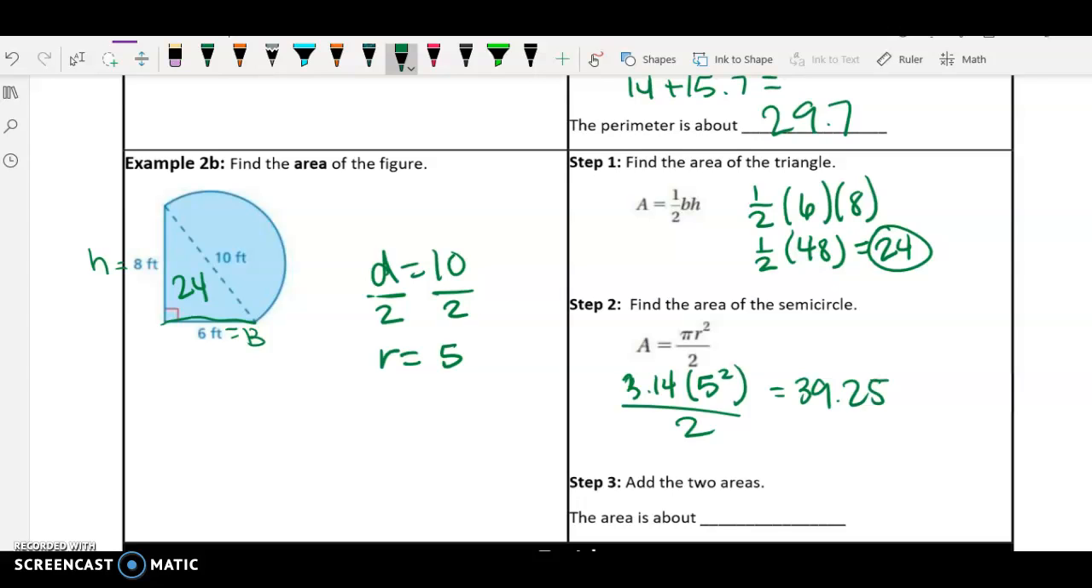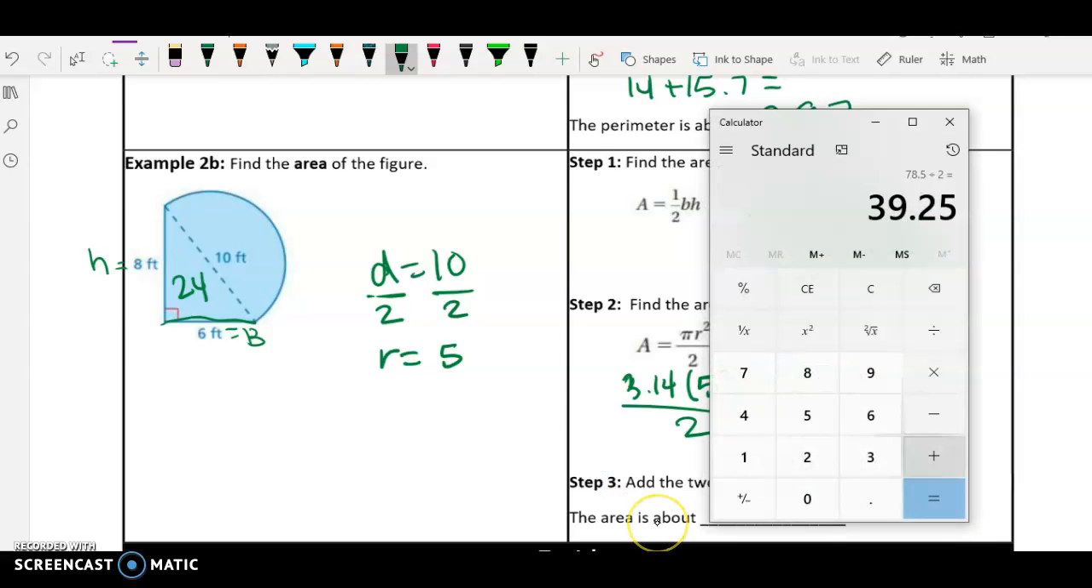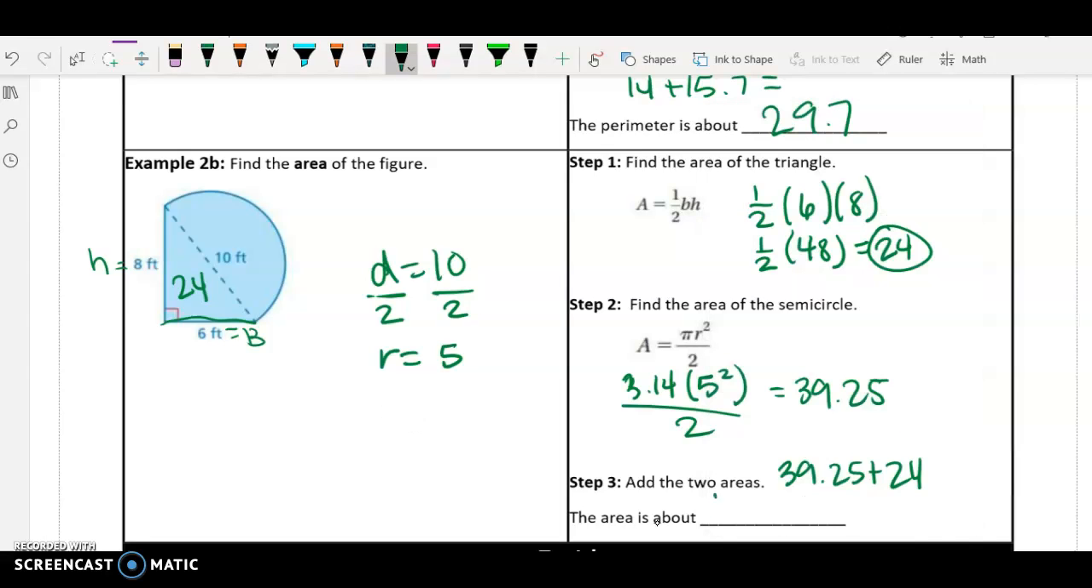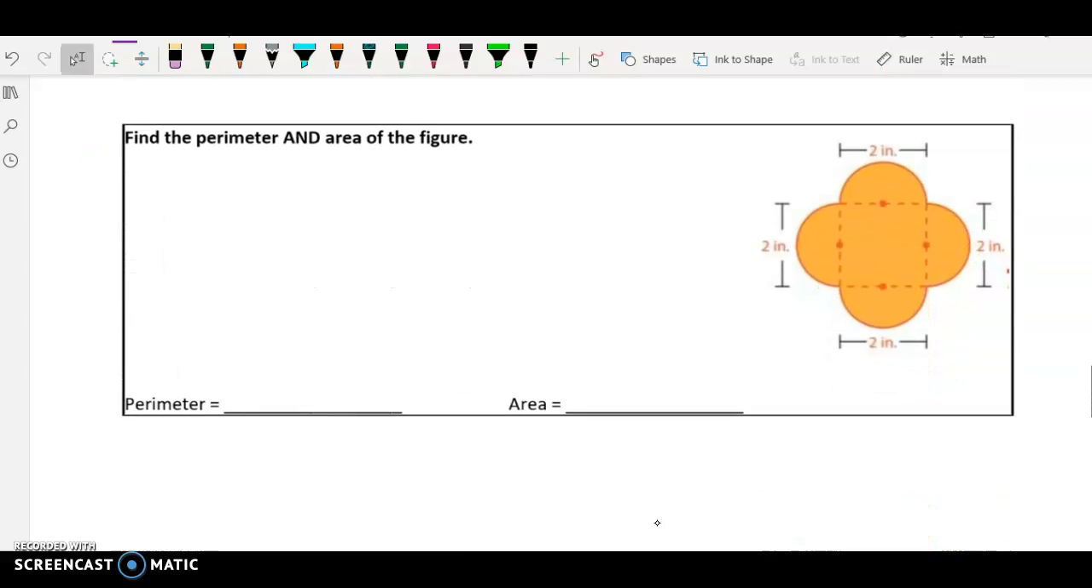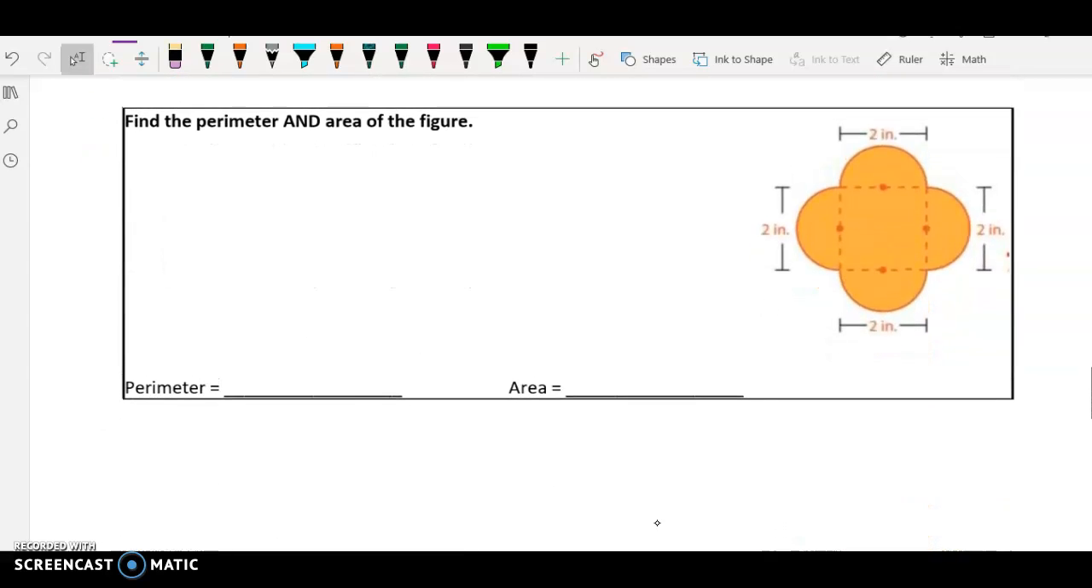And so now we have to add those up. So now we're going to do 39.25 plus 24. And we get 63.25. Or sorry, yeah, 63.25 is our area. So you're going to give it a try, and then you're going to check your answers with mine.